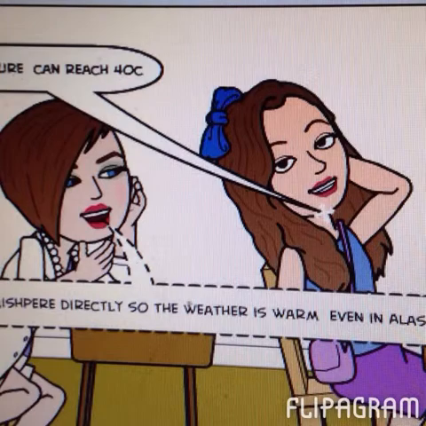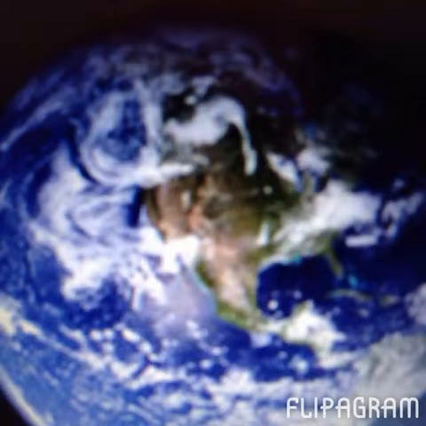The sun's rays strike that part of the hemisphere directly, so the weather is warm. Even in Alaska, summer temperatures can reach 30 degrees. The day with the greatest amount of daylight is called the summer solstice. In the northern hemisphere, that day is June 20 or 21. There is also a winter solstice. It is on December 21 or 22.